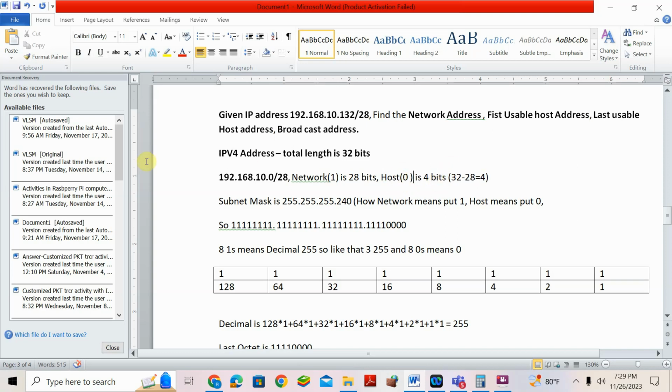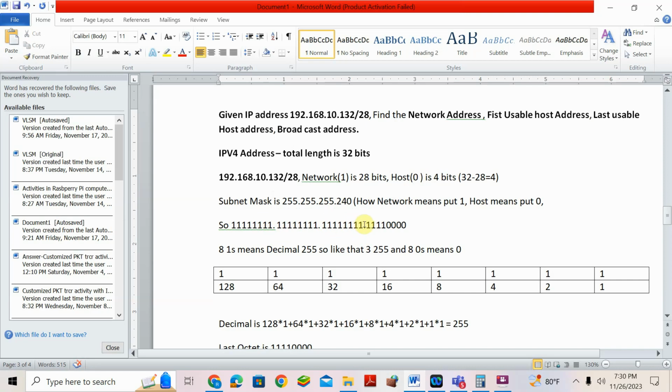Okay, the number of network bits or ones is 28, and the host is the number of 0 bits, which is 4. Now the first thing: if I have 192.168.10.132/28, what is the subnet mask? Subnet mask means the actual number of network bits. So 28 means, it will be like the first 8 ones, dot, next 8 ones, so 8 plus 8 is 16, third also 8, so 8, 8, 8, 24 bits are 1.